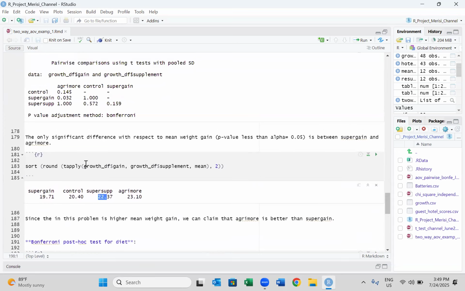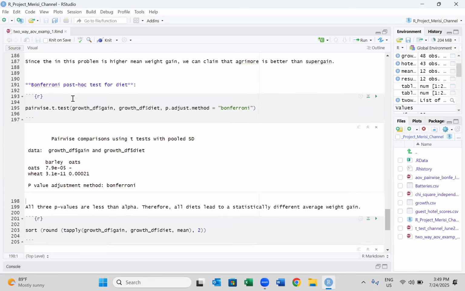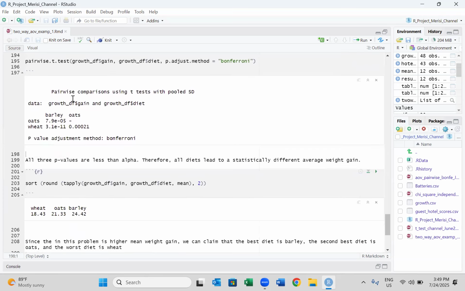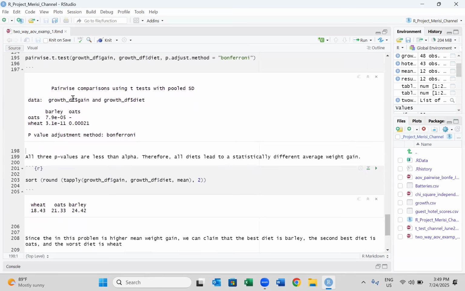The only thing that we can say for the supplement is that Agrimore is better than Super Gain because the difference between them is significant indeed. But for the diets, all the differences are significant. So we can claim that barley is better than oats, and oats better than wheat.